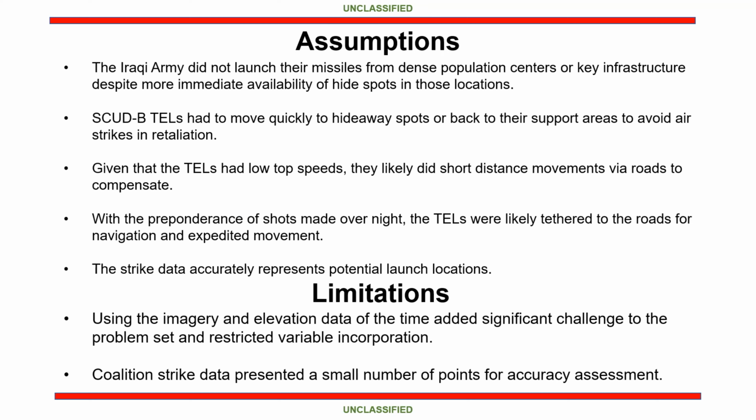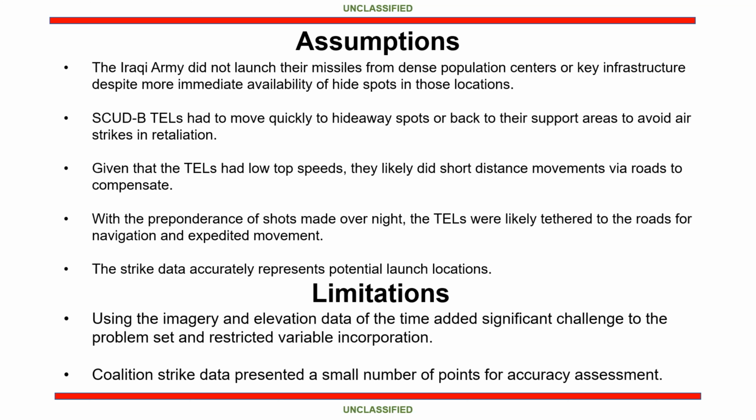And then the next three: Scud B TELs had to move quickly to hideaway spots to avoid airstrikes and retaliation. Given that the TELs had low top speeds, they likely did short distance hops. And then the preponderance of shots were made overnight, so they were likely tethered to roads for navigation. These three focus on mobility, which will become key later on for working through the variables in my model.